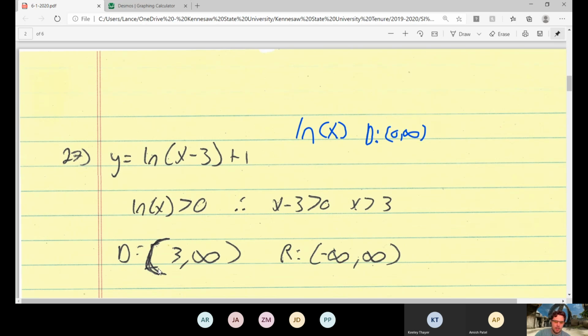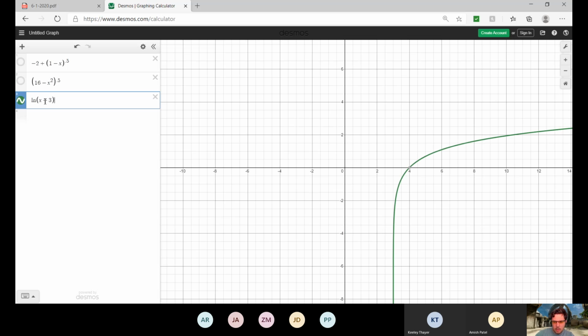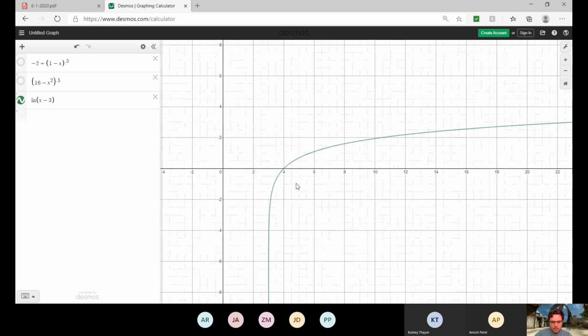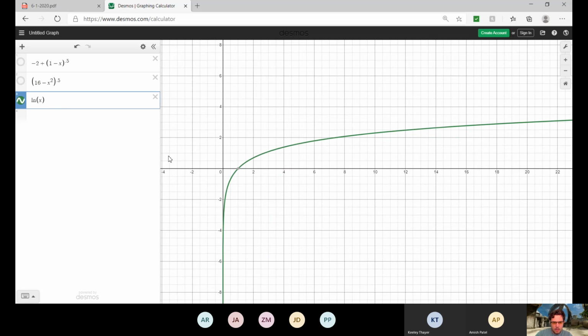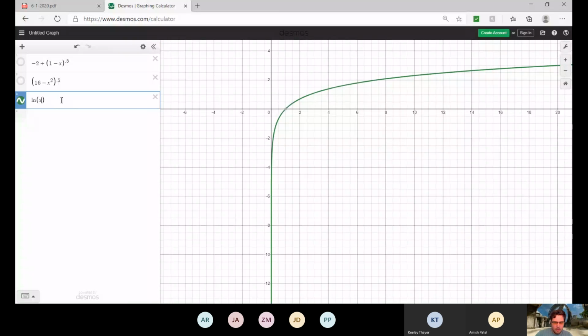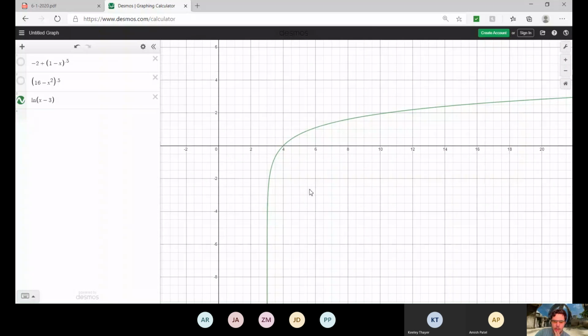So the domain is in parentheses, not brackets, because I feel like it's easier if I just show you guys. If you type it in, it never touches 3. This is a 3 line. If you get rid of this, it never touches 0. That's a vertical asymptote. So that's why that's the case.